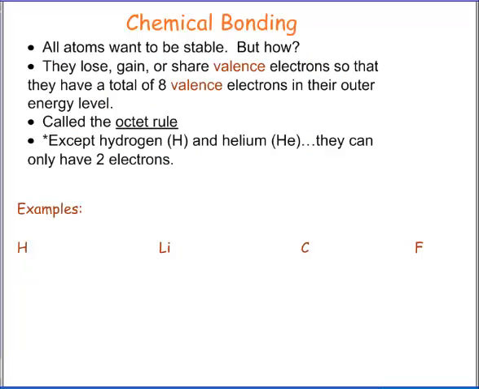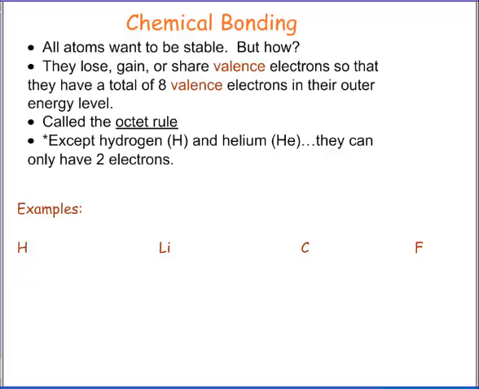Every other element on the periodic table is considered to be unstable because they do not have a full outer set of electrons. So in order to become stable, atoms choose to bond. They can bond by either gaining, losing, or sharing electrons with other atoms. There's a rule that helps us remember this, and this is called the octet rule. The octet rule says that every element would like to have 8 outer shell electrons, with the exception of hydrogen and helium. Because they are so small, they can only have 2. But if they have 2 electrons, then they are considered stable.